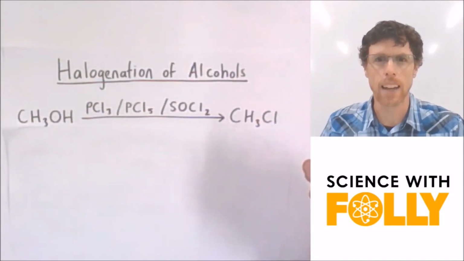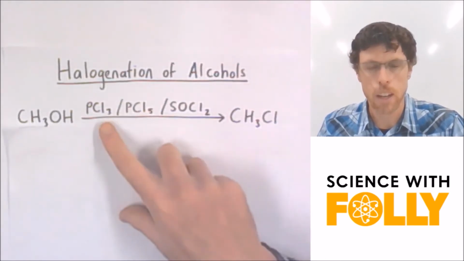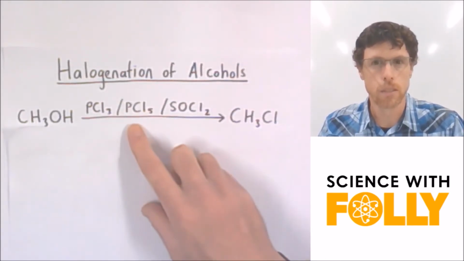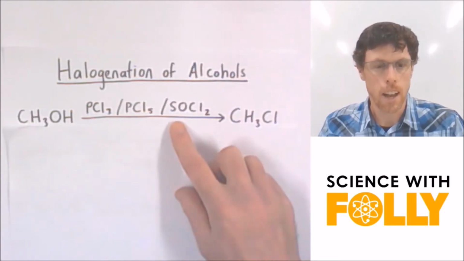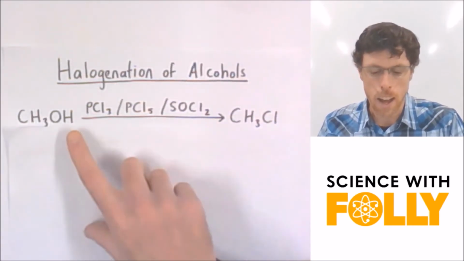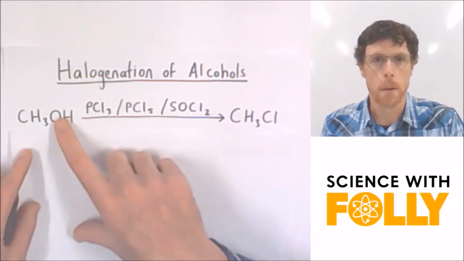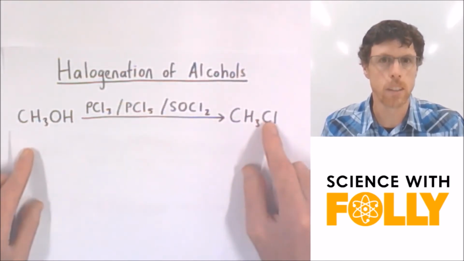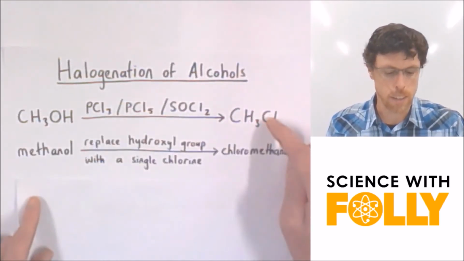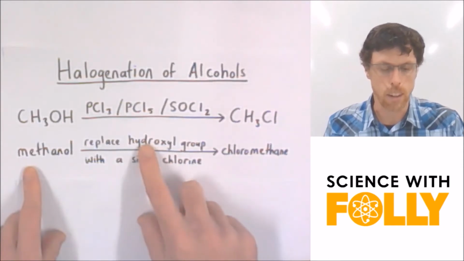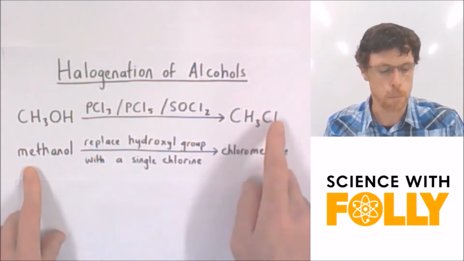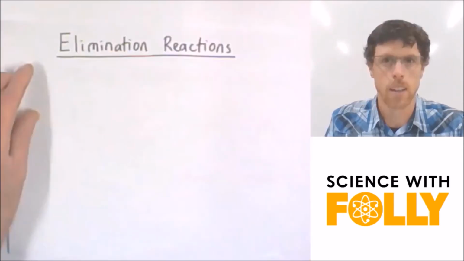Alcohols can also be halogenated by 3 different chemicals: phosphorus trichloride, phosphorus pentachloride, and thionyl chloride. And in this case, we've got methanol forming chloromethane. What happens is the hydroxyl group is replaced by a single chlorine.